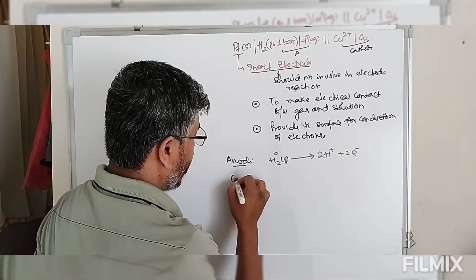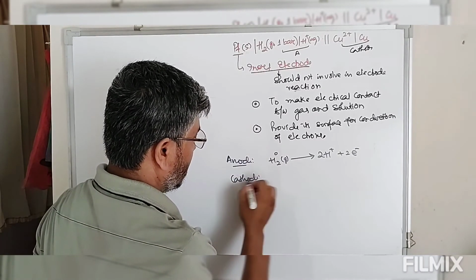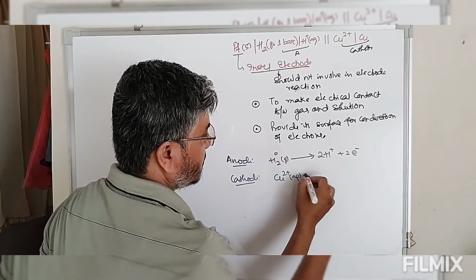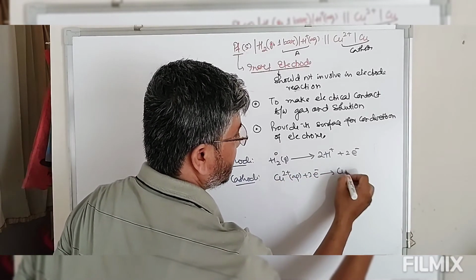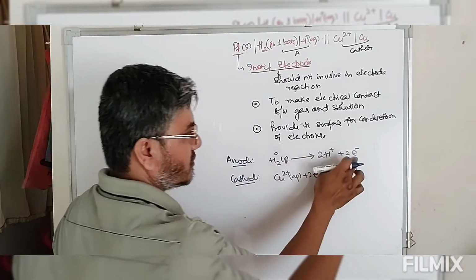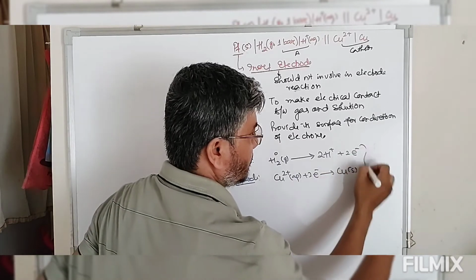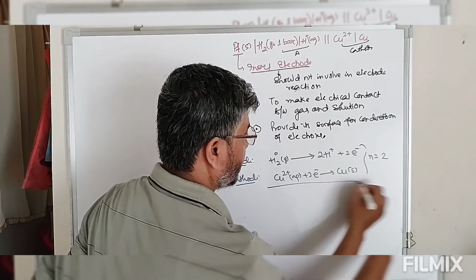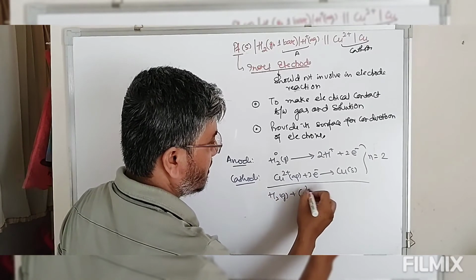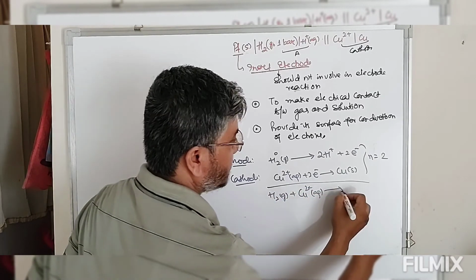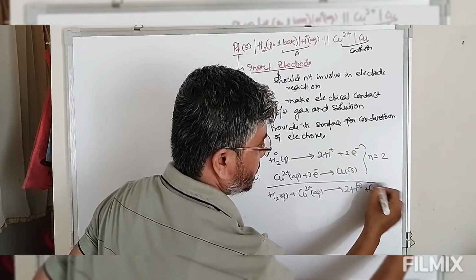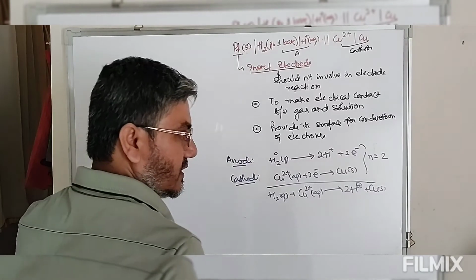On the other side we have the cathode. At the cathode, look at this, the cupric ion in aqueous solution takes up 2 electrons and is converted into solid copper. So we have 2 electrons in oxidation and 2 electrons in reduction, therefore n equals 2 here. The reaction is hydrogen gas plus cupric ion in aqueous solution gives you 2H plus ion plus solid copper. This is the net cell reaction.